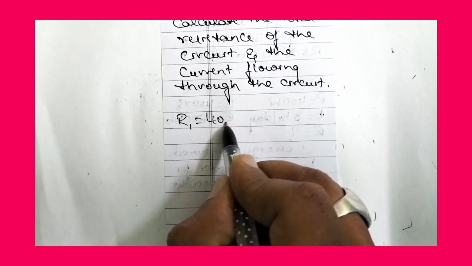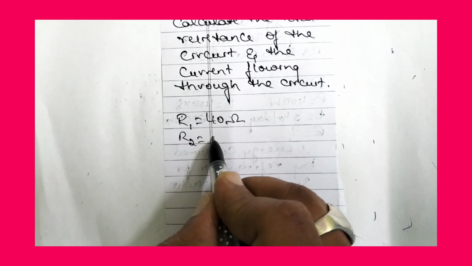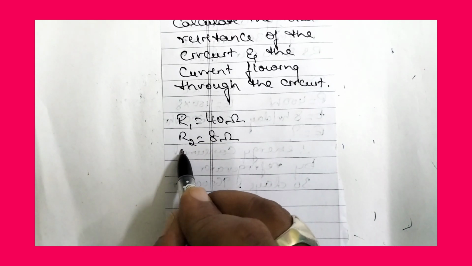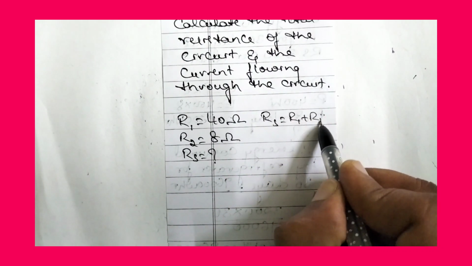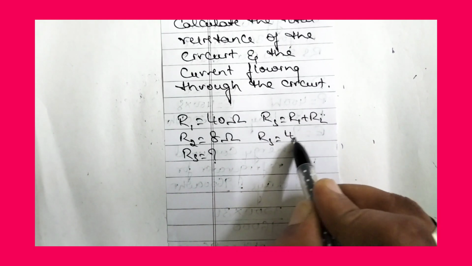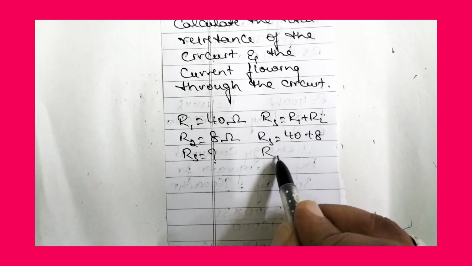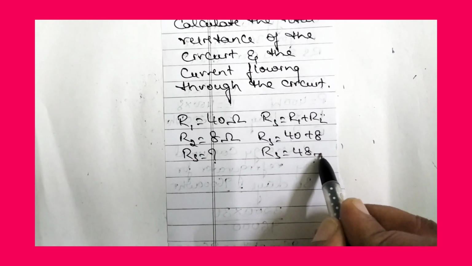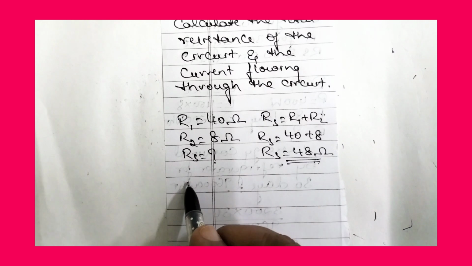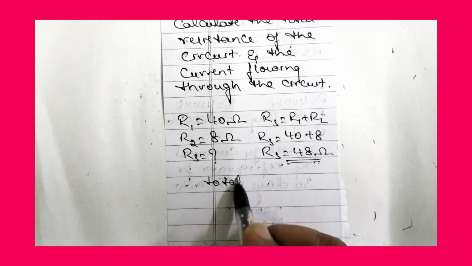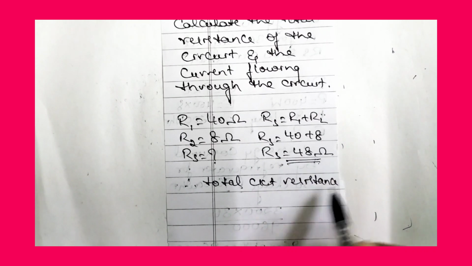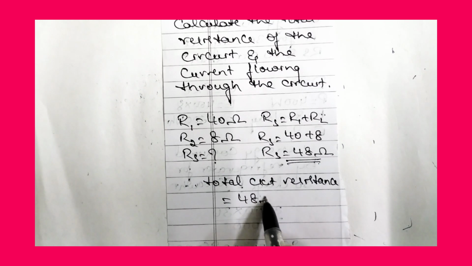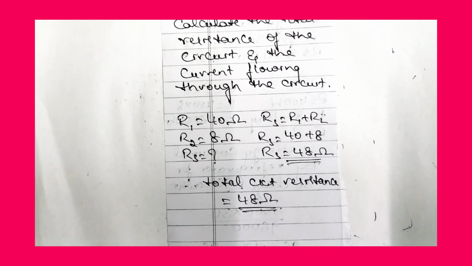R1 is equal to 40 ohm and R2 is equal to 8 ohm. So now both are connected in series. So total resistance RS is equal to question mark. RS is equal to R1 plus R2. So RS is equal to 40 plus 8 is equal to 48 ohm. Therefore, total circuit resistance is equal to 48 ohms. So like this we have to calculate the total resistance.